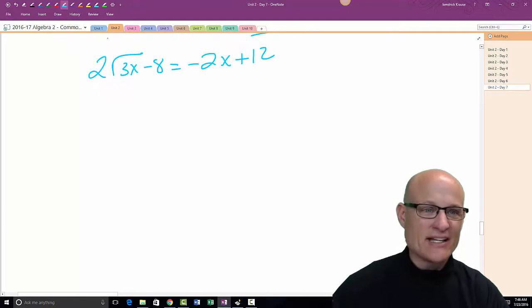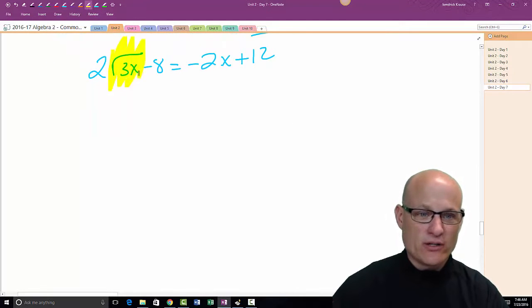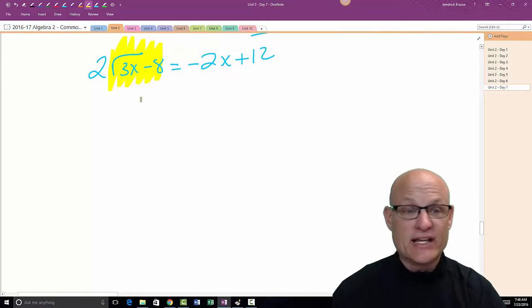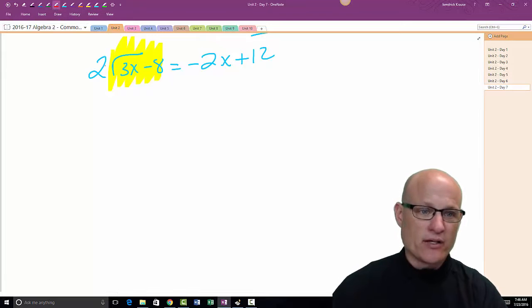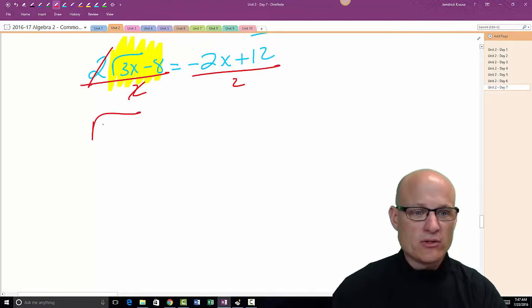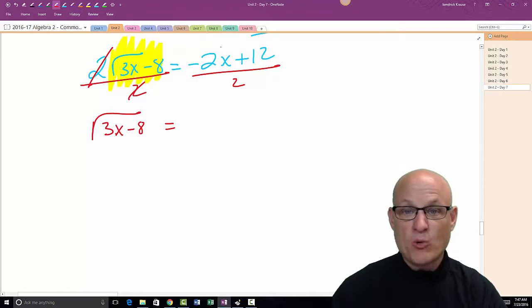You still got to get the weird thing alone. This is the weird thing. It's got to be isolated. Every time you do these, this is like a problem we did yesterday. You got to get the weird thing alone. So we're going to divide by 2, and I get the square root of 3x minus 8 equals, now both of these get divided by 2, so this is negative x plus 6.